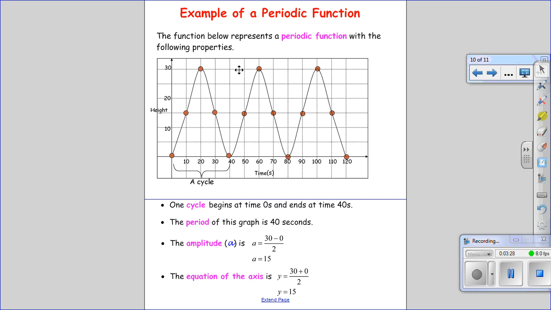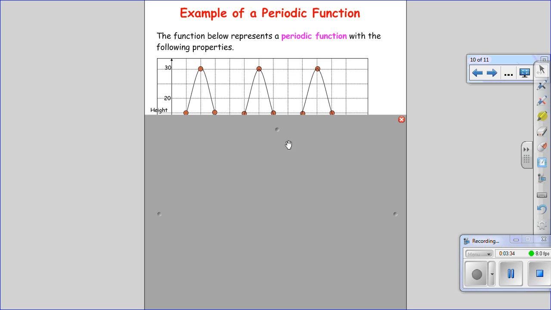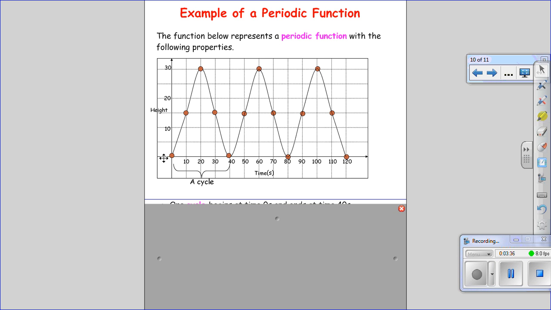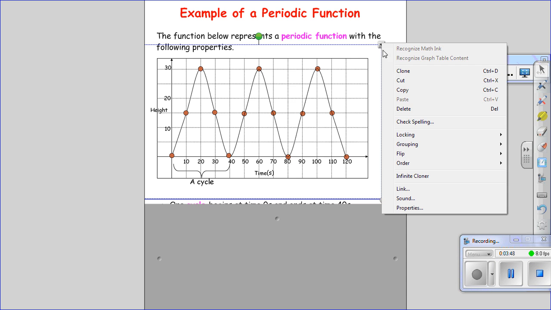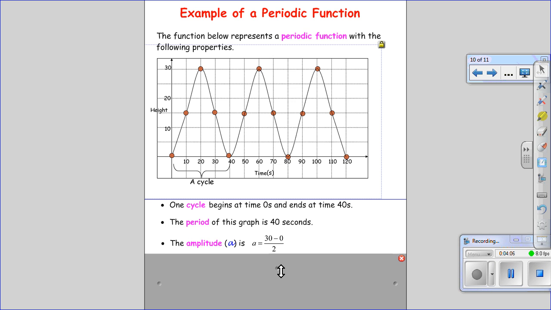If I look at this periodic function here, again, I should have had a screen shade. If I want to figure out the length of a cycle, I'm going up, I come down. I go up, I come down. And that's a cycle from here at 0 to 40 where it ends. That cycle repeats every 40 seconds. So the period is 40. And I could have done 40 take away 0, I could have done 80 take away 40, or 120 take away 80. It will all give me 40, and that is the period.